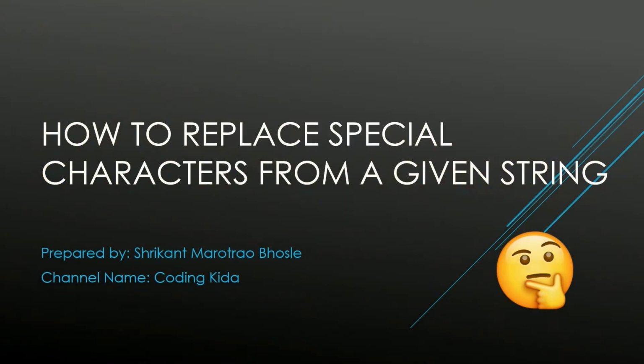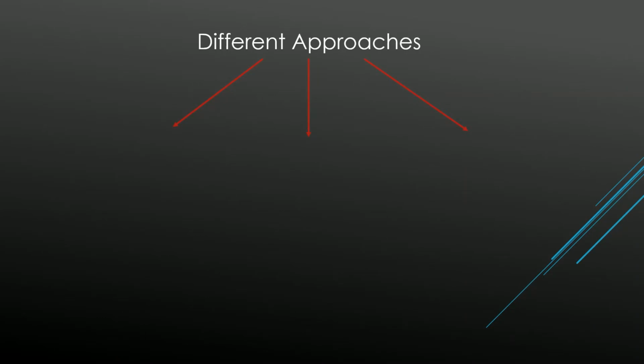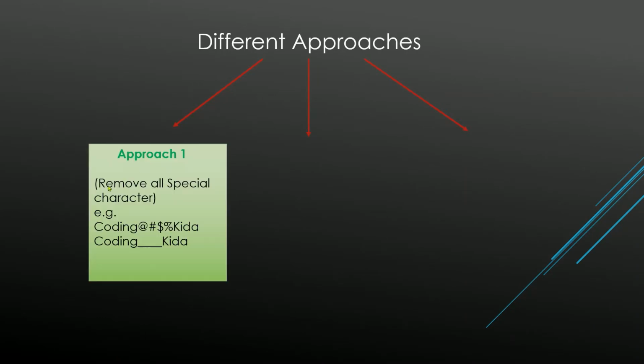In this video I will explain how to replace special characters from a given string. In order to do this task we follow different approaches. The first approach, as you see on the screen, is to remove all special characters present inside the given string. Suppose in this example there are four characters: at the rate, hashtag, dollar and percentage. We have to remove these special characters and add whatever desired character we want. In this case we have added just an underscore. So this is the first approach.